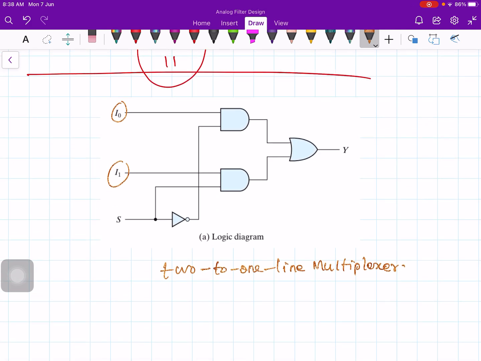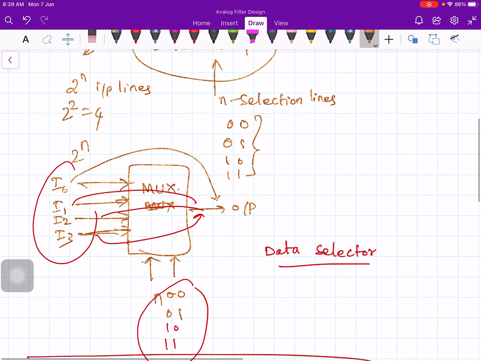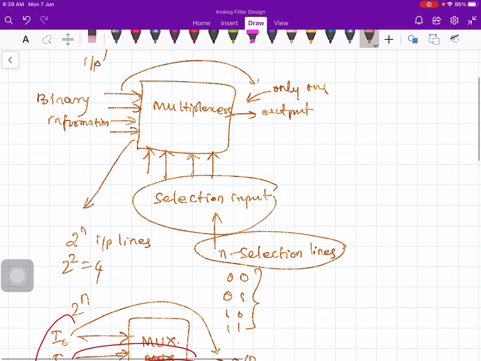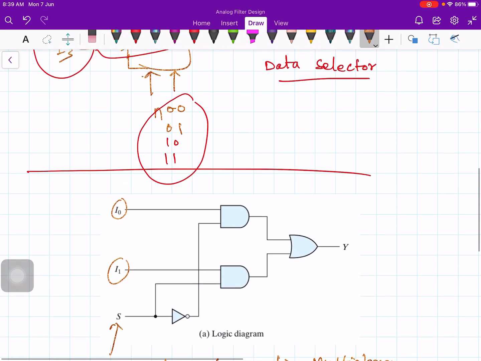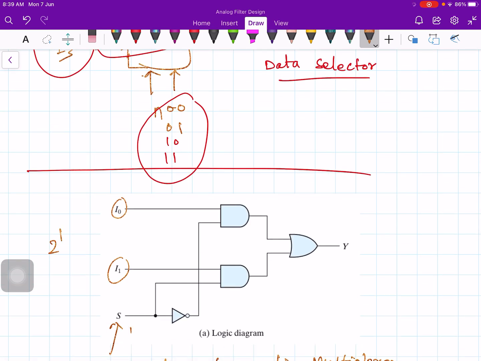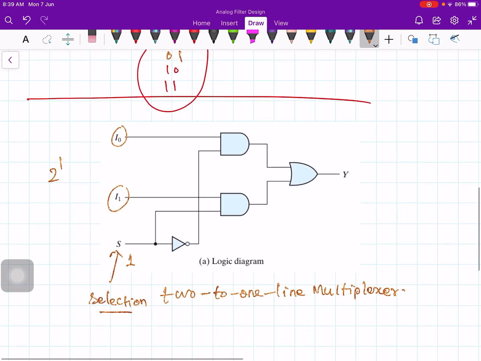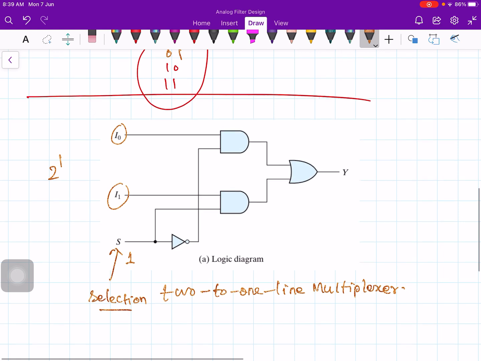Now I have two inputs here, I0 and I1, and this S stands for the selection input. Don't forget the general concept: I have n selection lines and 2 power n input lines. So here the input lines are 2 to the power 1, and the selection line is 1. So only one selection line and two inputs. This logic diagram, or this combinational circuit, has two input lines, which are called data lines. So two input data lines, one output line, and one selection line.